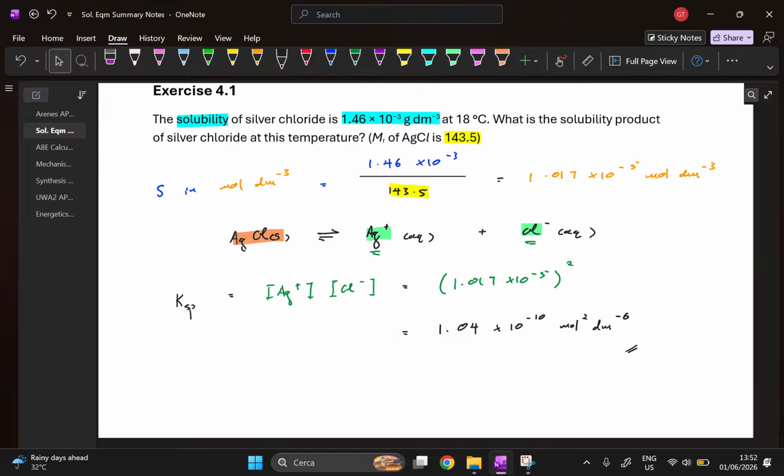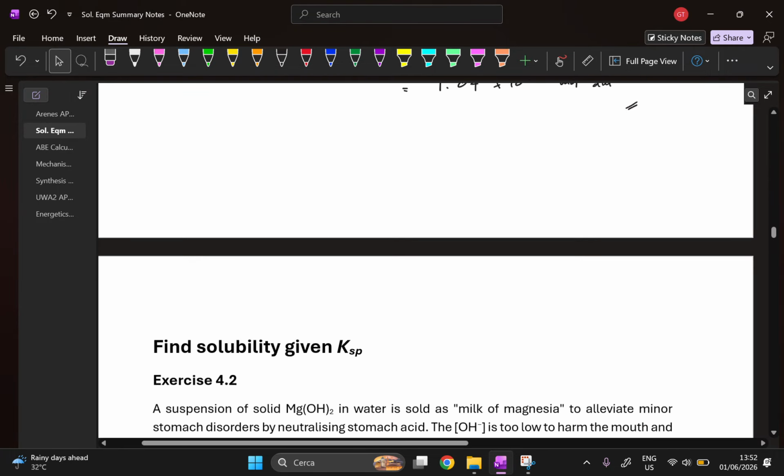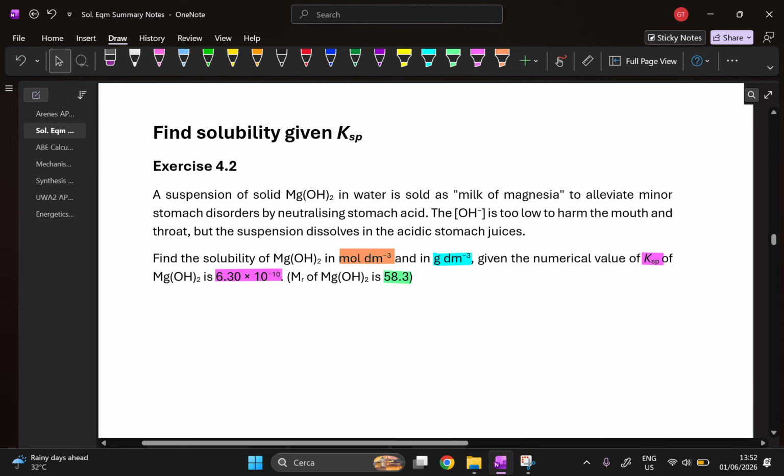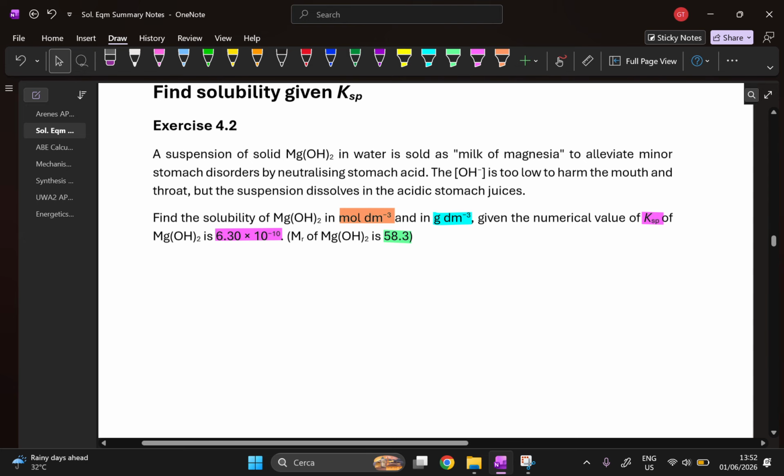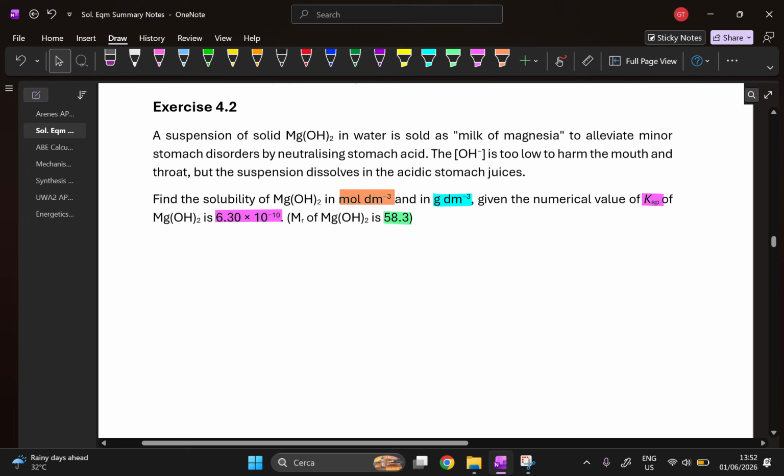And that's it. Okay, so this is a relatively simple example. But then you also need to be able to do the reverse. So this is exercise 4.2 of the HCA lecture notes, and it talks about Mg(OH)2. So now it's a bit different. Pay attention to this, okay? They give you the Ksp and you want to find the solubility given Ksp.